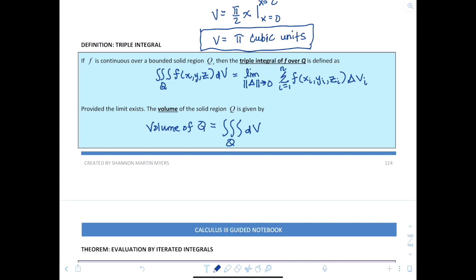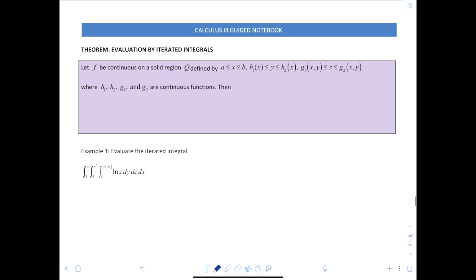All right, so let's take a look at evaluation by iterated integrals. If we let f be continuous on a solid region Q defined by x is between a and b inclusive, y is between h1 at x and h2 at x inclusive, and z is between g1 at x and y and g2 at x and y inclusive, where h1, h2, g1, and g2 are continuous functions.